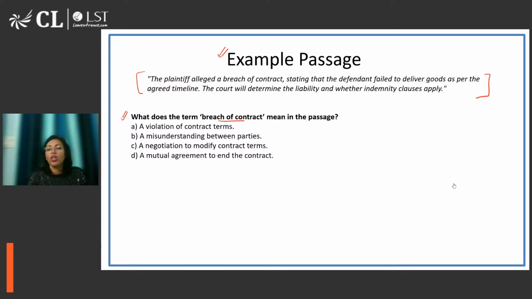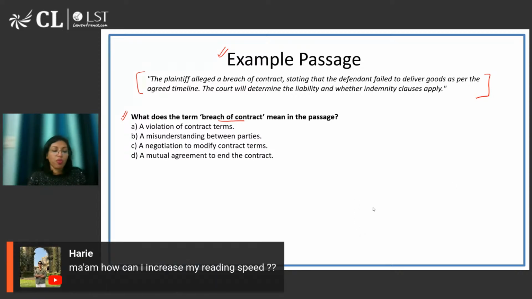Hari, how you can increase your reading speed, beta? The more you will read. Others, please answer the question. The more you read, the more comfortable you will get. So there are two things to do. One, you improve your vocabulary. Two, you start reading more. Both of these will help you improve your reading speed. Okay, and then there will be other ways of building your focus using a pen or a pacer. All these things also help you a lot.